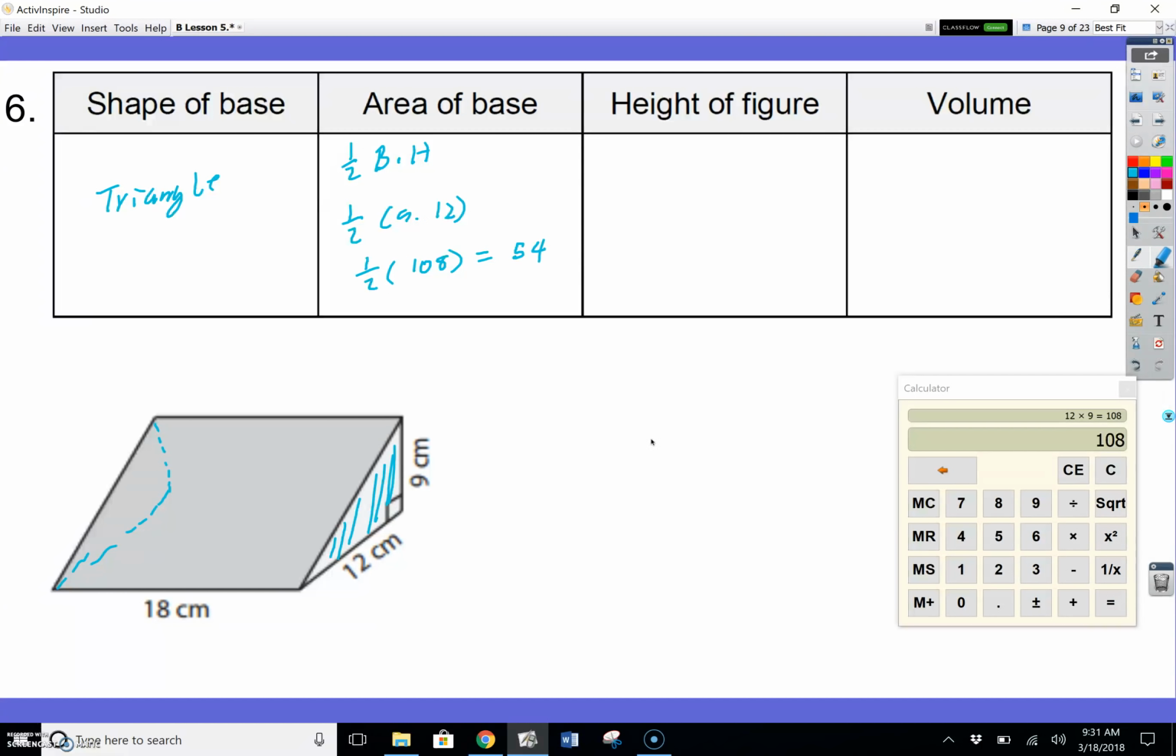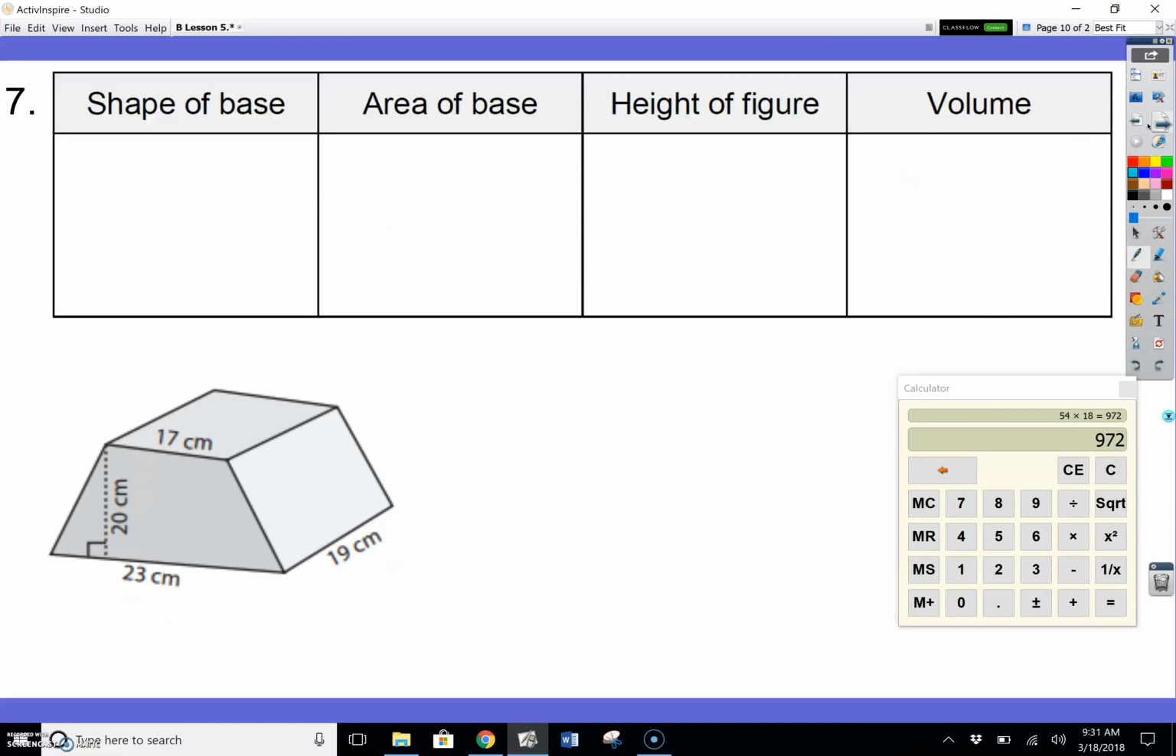Now what I'm going to do is multiply it by the length. That's how long the shape is, and it's 18. So my height is 18. So I'm going to do 54 times 18. So when I multiply these two together, I'm going to have 54 times 18, which equals 972 centimeters cubed. Okay?